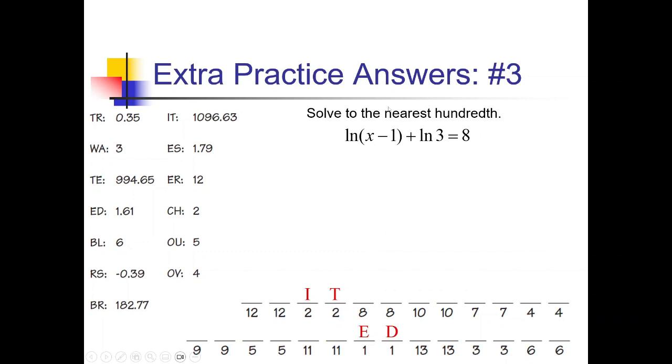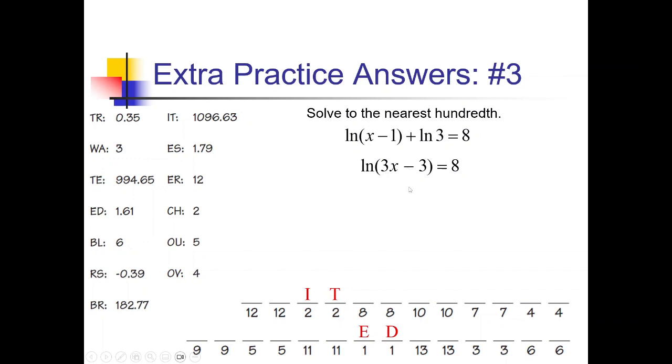For number 3, I've got 2 logarithms on the left side. So before I can do anything with bases, I need to combine those into 1 log. Since we're adding the ln's, I'm going to multiply the things inside. So we'll have a 3 being distributed to this x and this negative 1. That will give me ln of 3x minus 3, and then I still have that equals 8 over on the other side. Now that I just have ln over here, I can raise e to both sides.